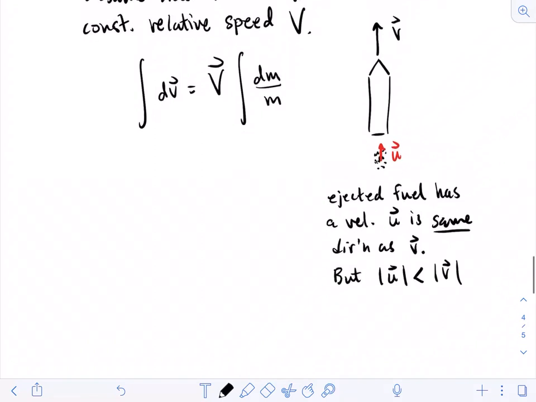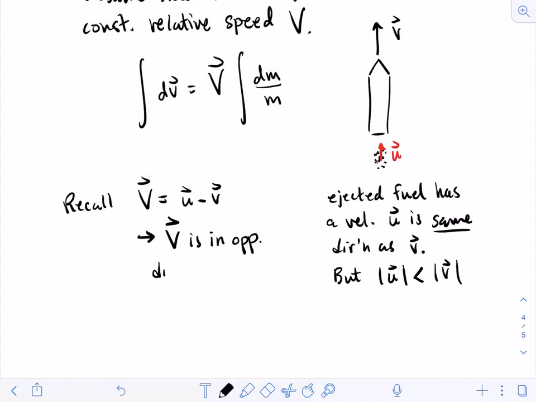Okay, so if we recall our definition of the relative velocity, that was equal to u minus v. And so if u and v are in the same direction, but v has a larger magnitude, what we get is that the relative velocity V is in the opposite direction of v. In fact, if we're throwing mass out the back of our rocket, we're going to expect the velocity of our rocket to increase. And so that means that big V is also in the opposite direction of the change in the velocity of the rocket.